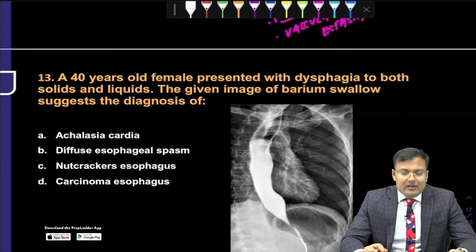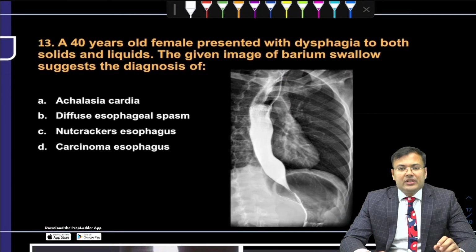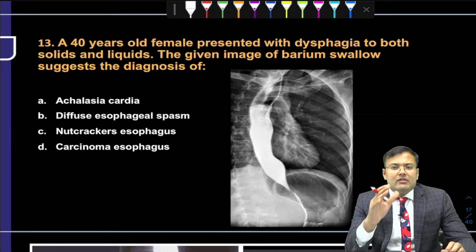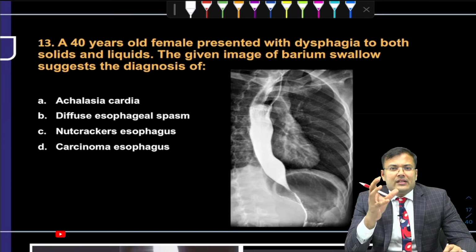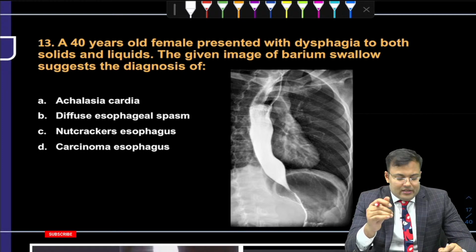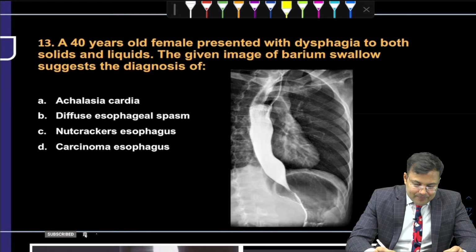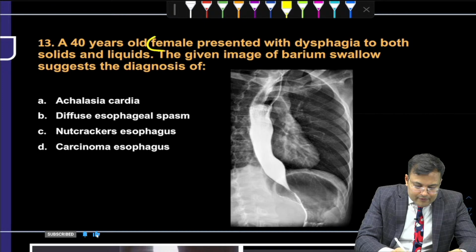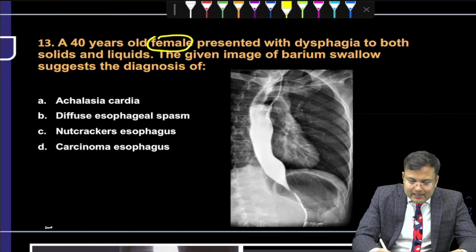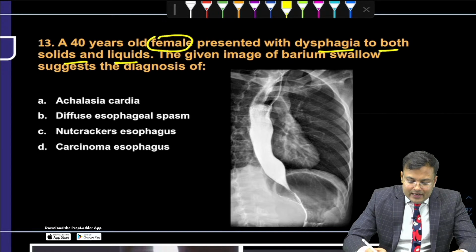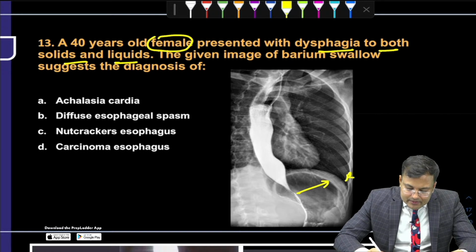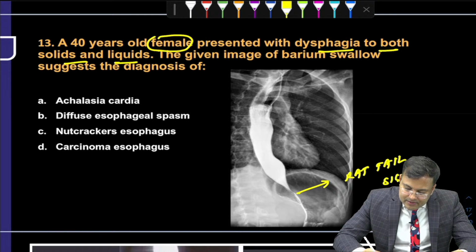Question number 13. Again a repeat question. Sometimes a straightforward image-based question is asked in radiology, and sometimes an integrated question is asked in surgery and radiology. Read the question carefully. A 40 year old female presented with dysphagia to both solids and liquids. Given the image, what is the name of this appearance?